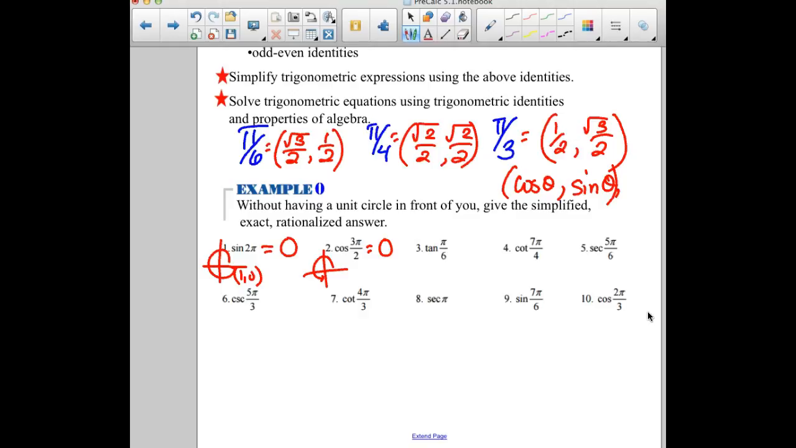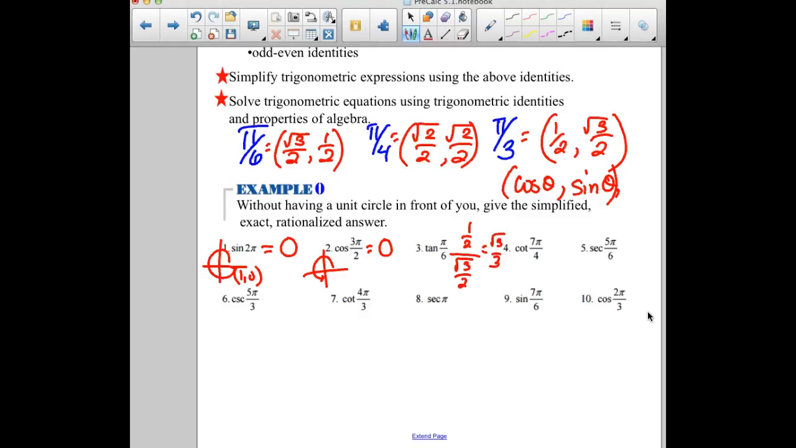For the tangent of pi over 6, remember tangent is y over x, or sine over cosine. So if we go to our pi over 6, we're looking at 1/2, the sine value, divided by the cosine value. Those 2's are going to drop out, which gives us 1 over root 3, which would be root 3 over 3 if we rationalized it.